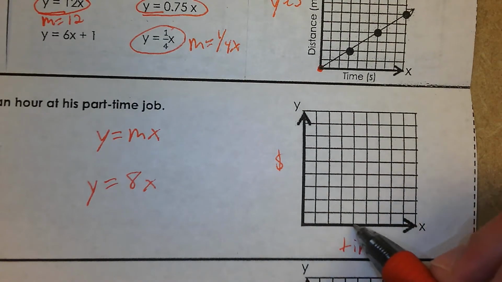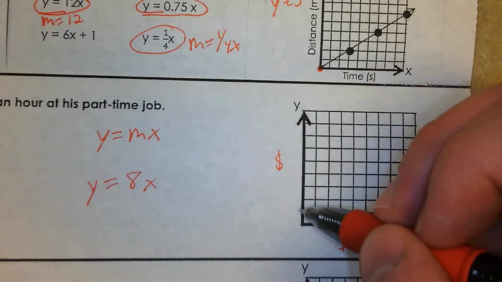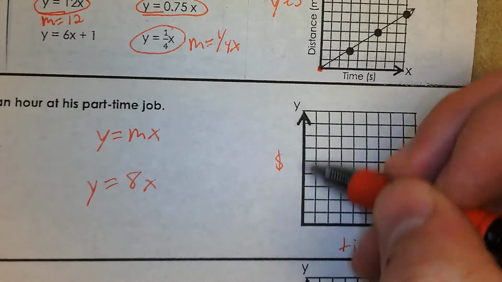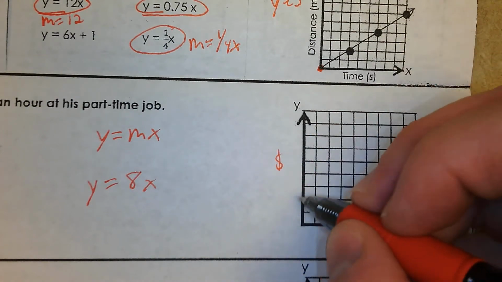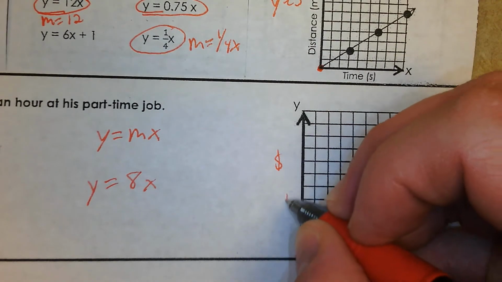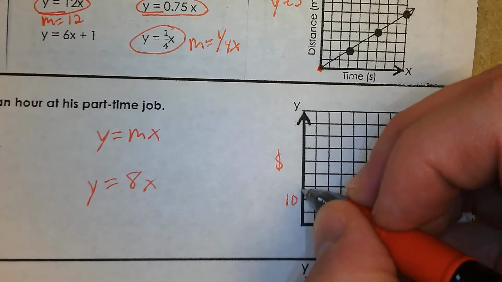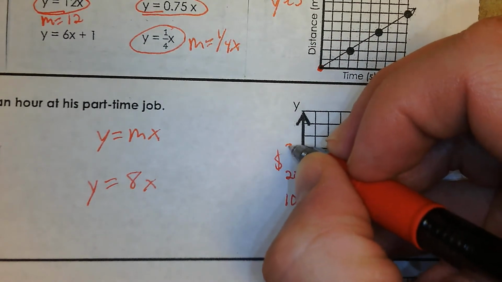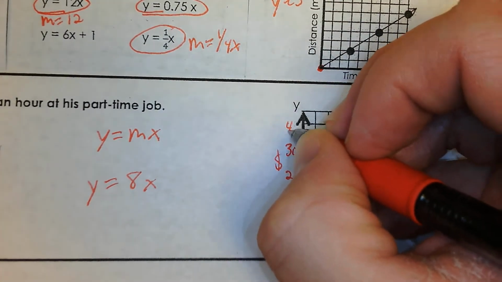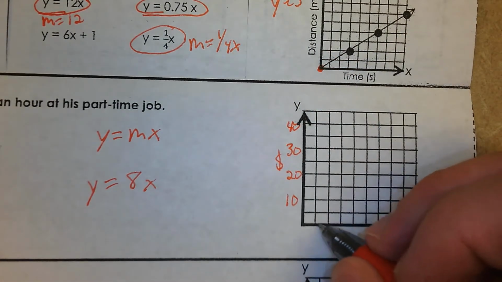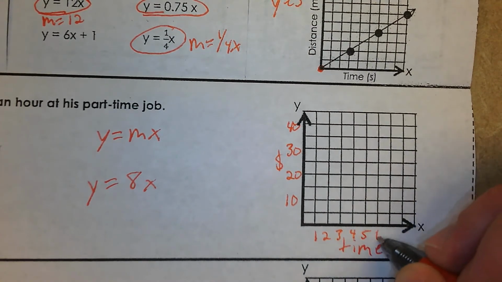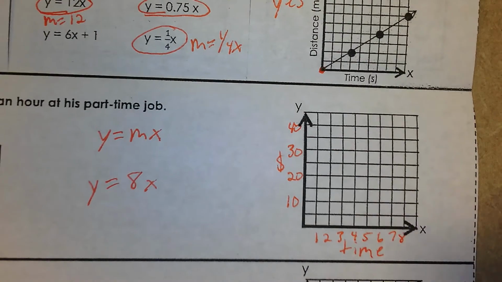Time I can do 1, 2, 3, 4, 5. But for money, I can't do 1, 2, 3, 4, 5. I'm going to have to go, each line is going to have to have more value over here. So every 2 lines is going to be $10. So that's 5, 10, 15, 20, 25, 30, 35, 40. And then this one's going to be 1, 2, 3, 4, 5, 6, 7, 8, etc.